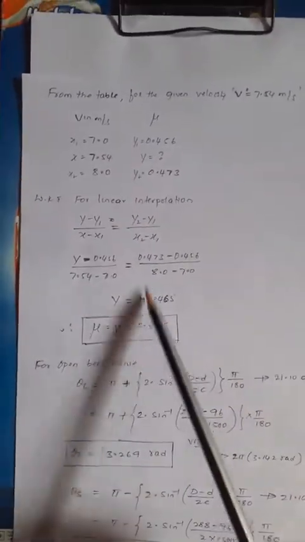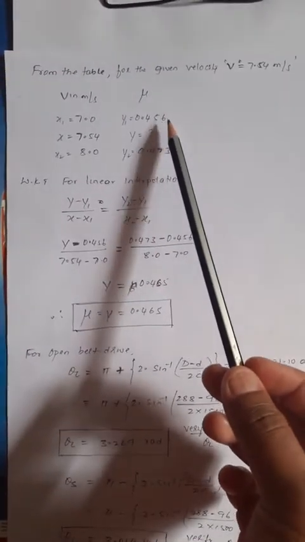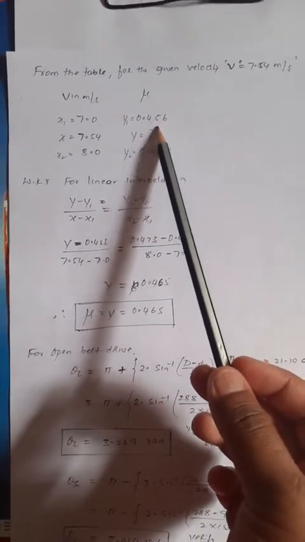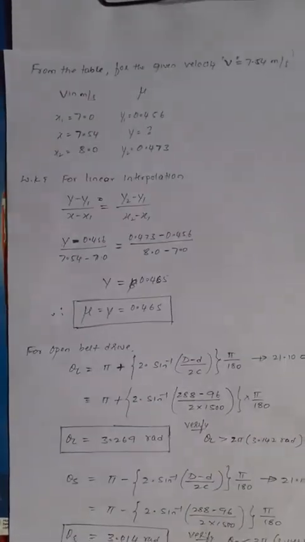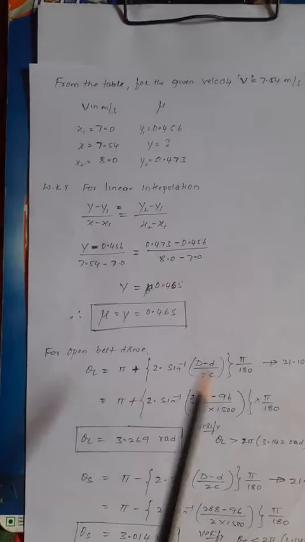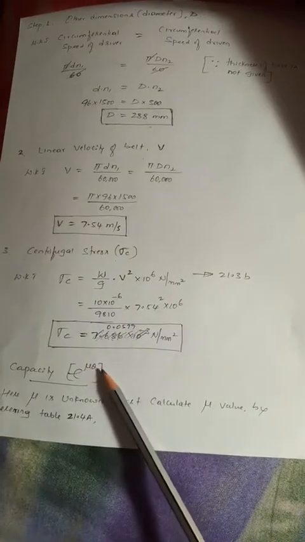Now how do you verify whether your answer is right or wrong? This mu value should be between these two values. Check here the mu value, y should be greater than this y1, less than y2, right? Then only your answer is right. Once you calculate mu, what is the one more term here? Capacity, that is mu value, you know, next theta.